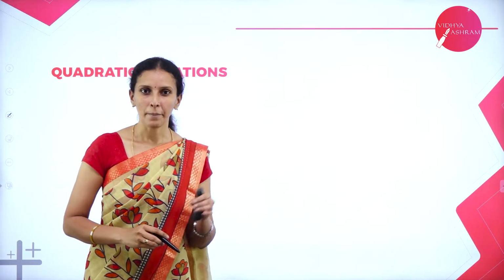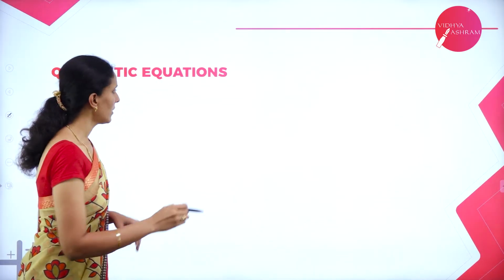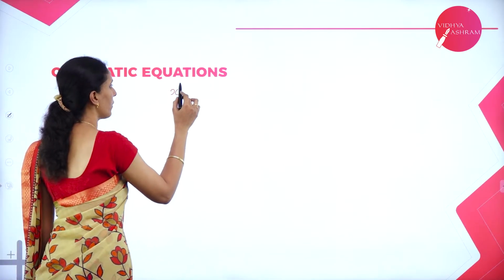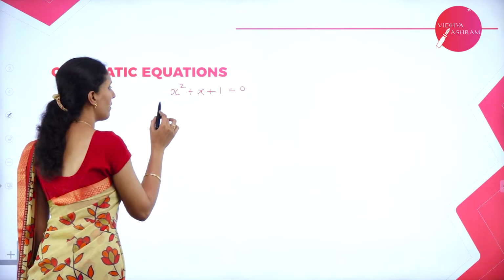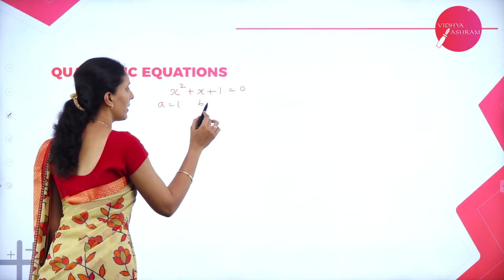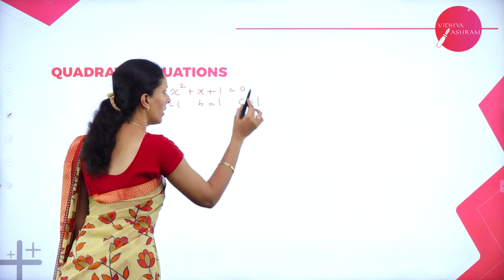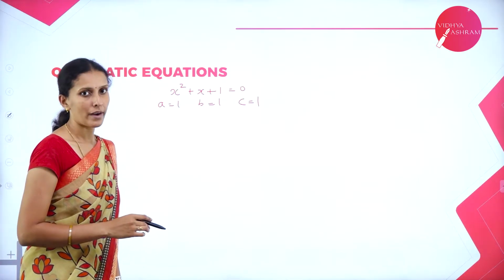Let me take an example to show you using the formula method. So let the quadratic equation be x square plus x plus 1 is equal to 0. What is the value of a here? 1. b is 1. c is 1. But this is purely a complex quadratic equation.